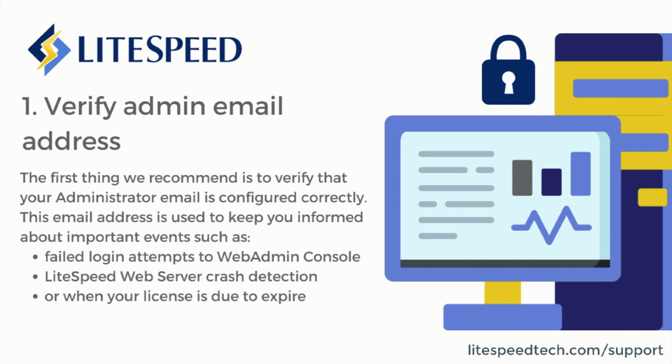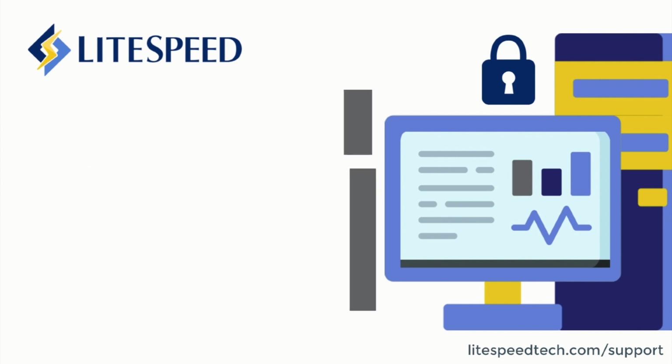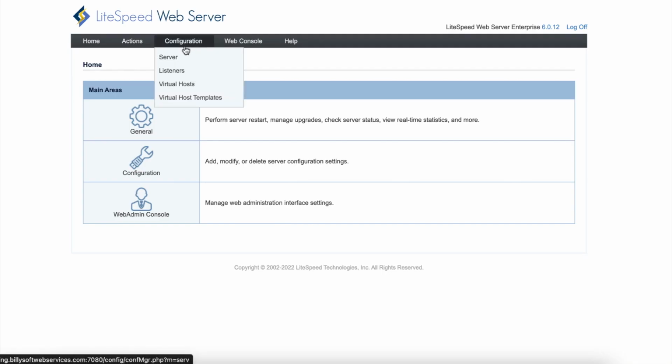The first thing we recommend is to verify that your administrator email is configured correctly. This email address is used to keep you informed about important events such as failed login attempts to WebAdmin Console, LiteSpeed Web Server crash detection, or when your license is due to expire. You may have multiple email addresses for all of your web server administrators.